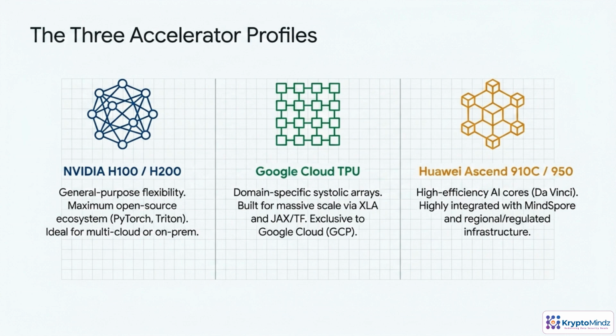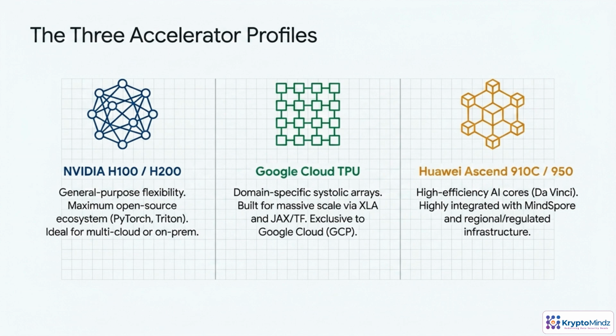It helps to think of these three accelerators as different personalities. NVIDIA H100 and H200 are the all-rounders. They run almost anything, have the richest open-source ecosystem, and fit into many clouds or on-prem clusters. If you want maximum flexibility and community support, you usually start here.